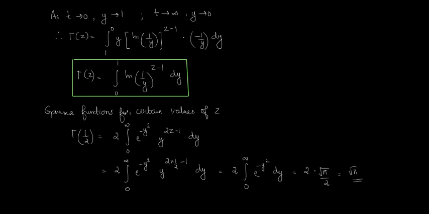Now let's just find out gamma functions for certain values of z. You have gamma of half. If you want to know the value of gamma of half, you just take this form of gamma function that we saw just before. You plug in the value z equal to half. You end up with such an integral. This is a standard integral whose value is root pi by 2. So you have gamma of half as root pi.